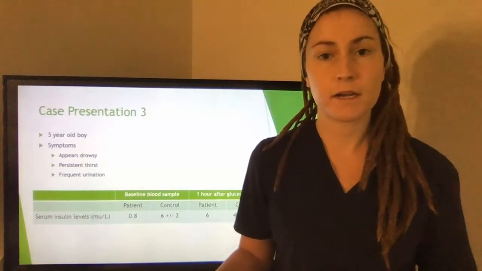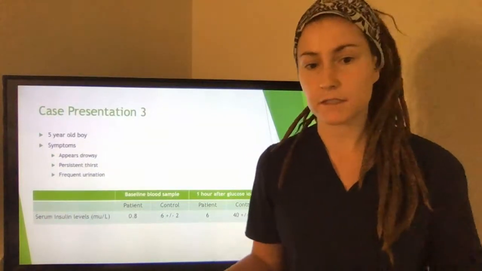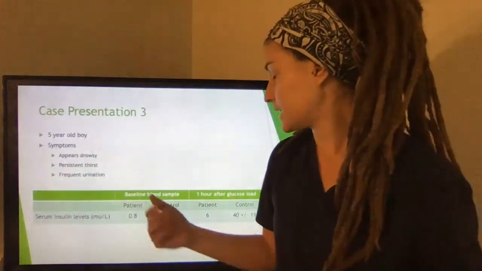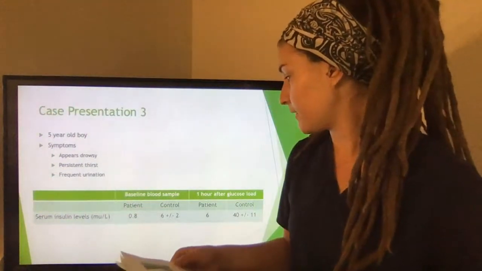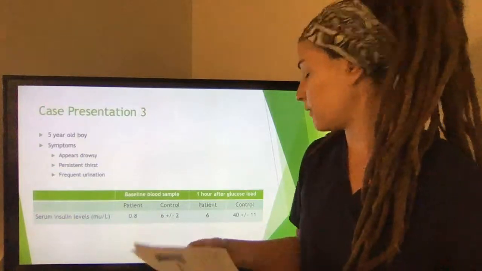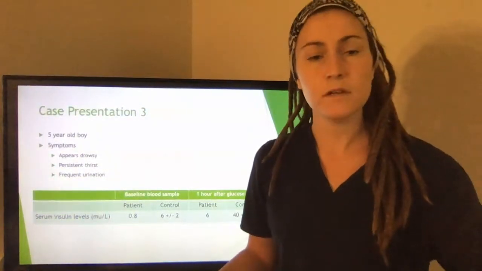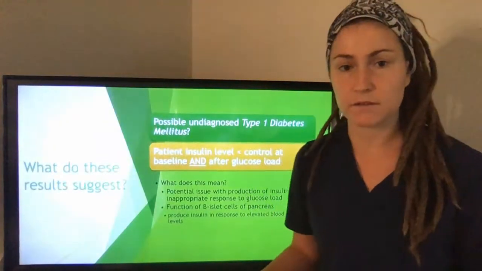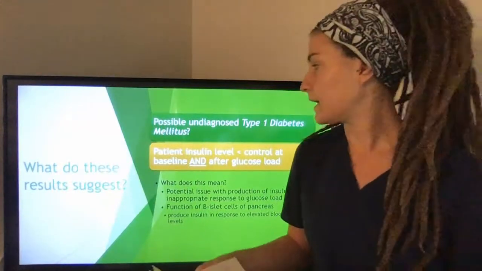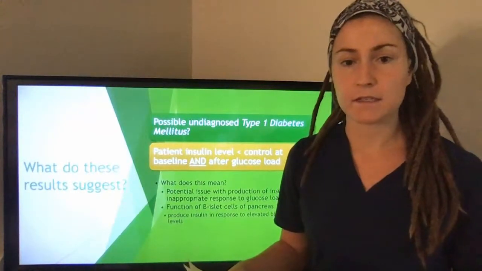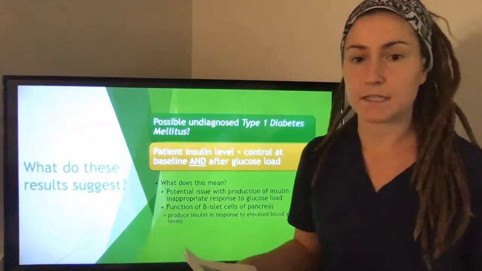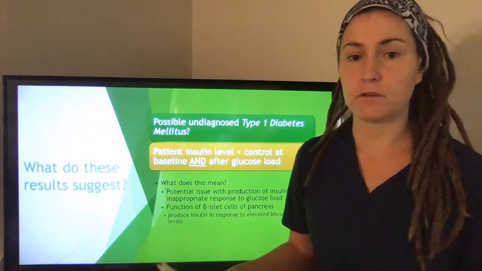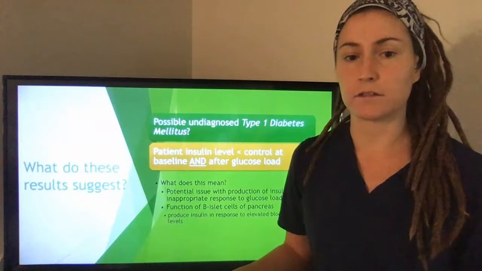They did some blood work, and according to his serum insulin levels, it looks like the patient has a significantly lower insulin level than the control at baseline and 1 hour after the glucose load. So what do these results suggest for him? He has a possible undiagnosed type 1 diabetes mellitus. We see that the insulin level is significantly less than the control at baseline and after the glucose load.